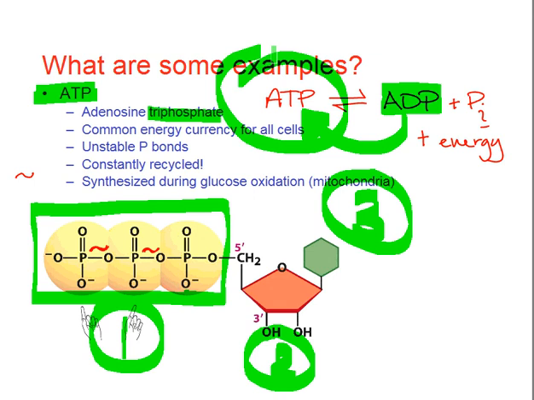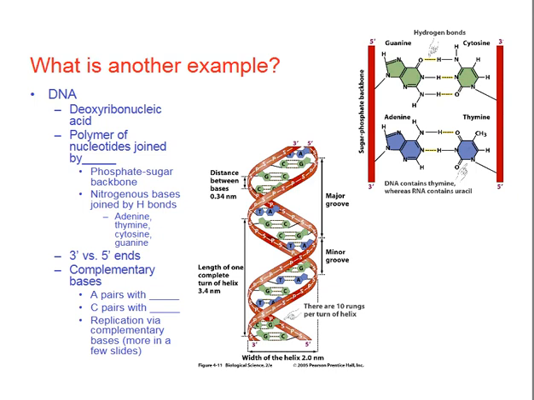And like I said, we'll learn more about that when we get to glucose oxidation, which happens in a place inside the cell called the mitochondrion. Let me give you another example of a nucleotide. This is the one that I'm sure everybody has heard of, is DNA, or deoxyribonucleic acid.